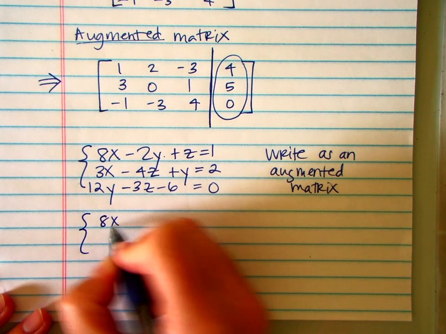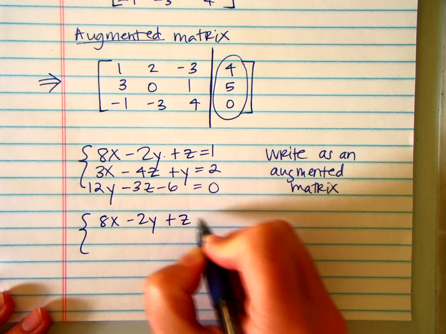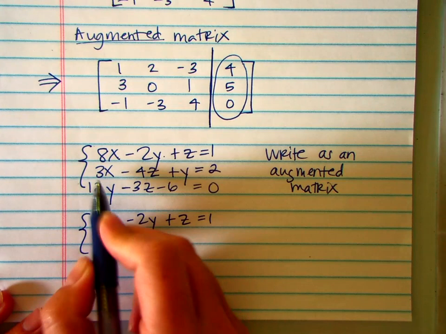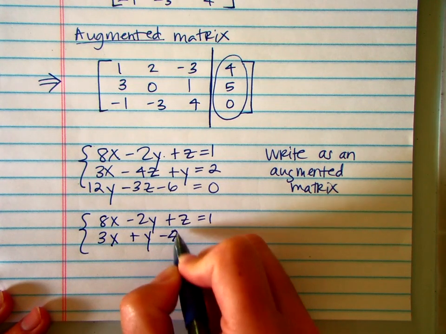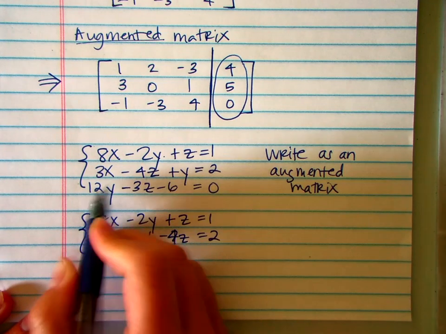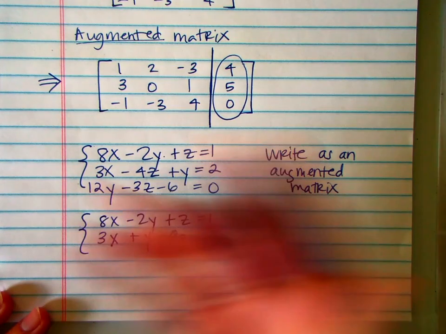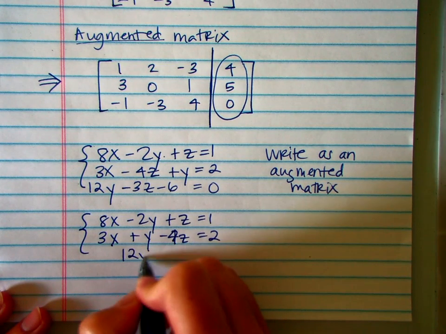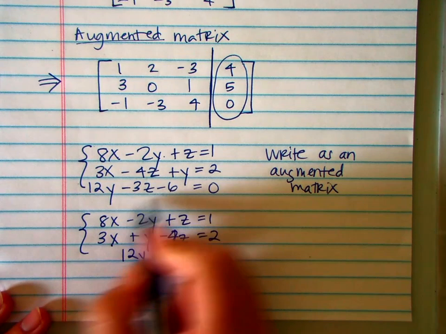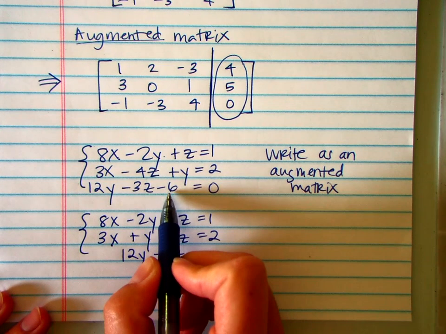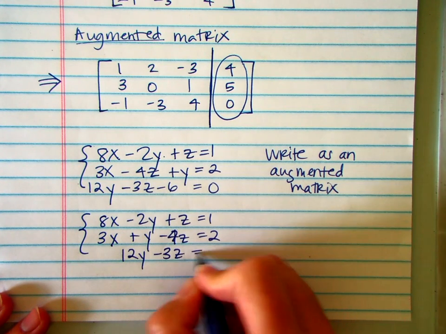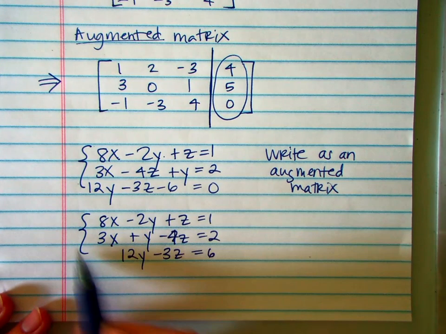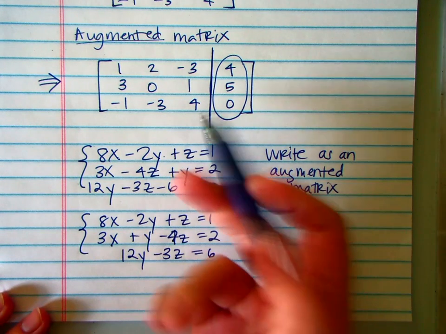So 8x minus 2y plus z, and obviously you can do this in your head. So 3x stays, but now plus y minus 4z equals 2, and down here there is no x term, that's okay. 12y minus 3z, so this one was almost perfect, but negative 6 isn't a constant on the right. It needs to move to the other side, so I'm going to add 6 to both sides and it becomes 6. So now that this is in standard form, I'm ready to create an augmented matrix.